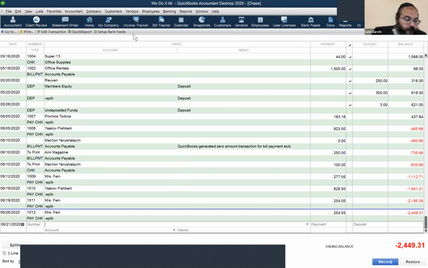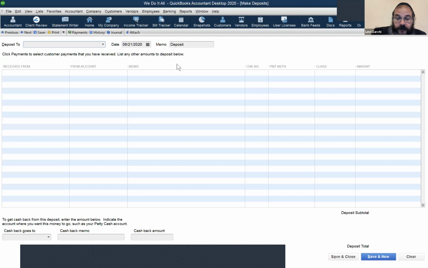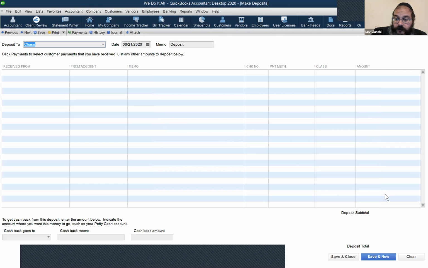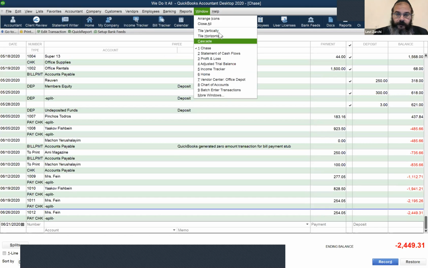Don't get scared, right? Recall that cash at the end of the period includes undeposited funds. Remember that $1,000 we got from Ploni Almoni? Make deposits. And we have our $1,000 sitting right here. When we put the $1,000 in the bank, our negative would come up from negative 2449 to negative 1449. So even though our register shows 2449, the statement of cash flows tells us we do have the cash of 1449, and we've got to go find it.